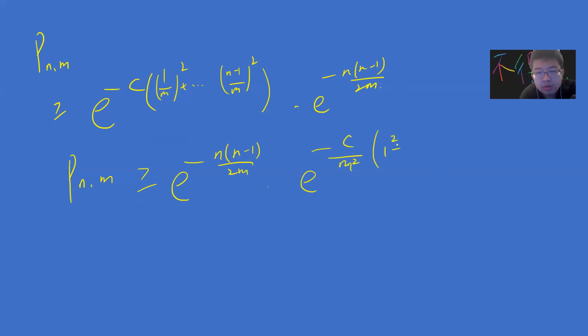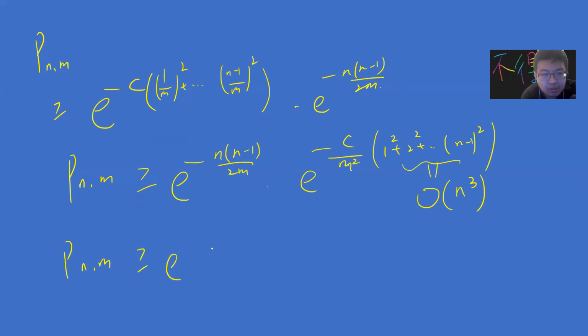m squared, 1 squared plus 2 squared up to n minus 1 squared. Okay, so this is a famous result, which is O of n cubed. I think you can easily prove this. So your P_{n,m} can be written as exponential negative n squared divided by 2m, times exponential of n divided by 2m, and exponential negative c n cubed over m squared, all to the n cubed.